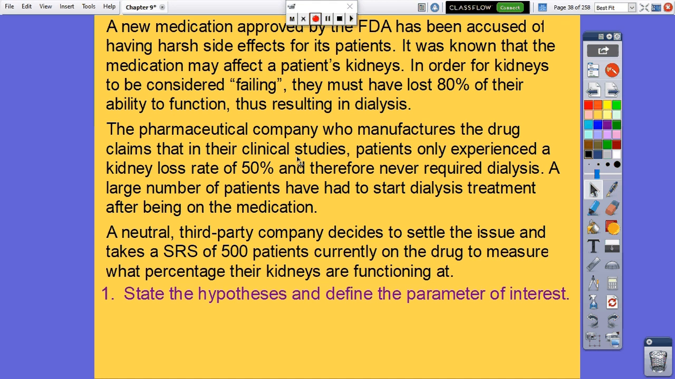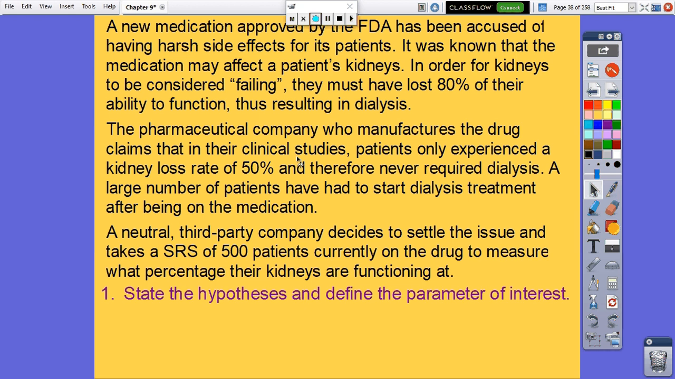A large number of patients have had to start dialysis treatment after being on the medication. Doesn't look good. Pharmaceutical company says, hey, our medicine's fine. Our patients don't need dialysis. On the other hand, people started taking the medication, and a lot of them had to start taking dialysis. Seems like someone's lying here. Who is it? Is it the pharmaceutical company that's lying? Or is it just random chance, unfortunate sampling error, that we've got a lot of people in our sample that happen to go on dialysis treatment?